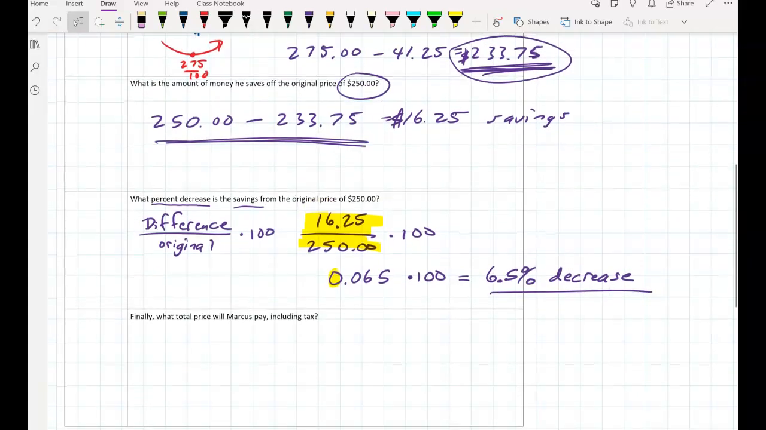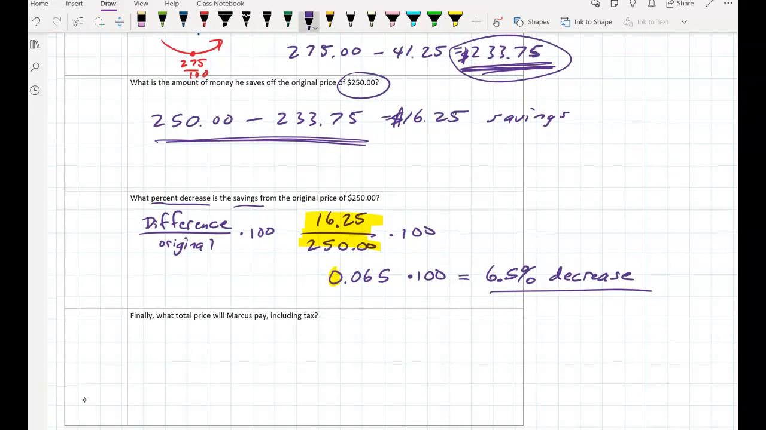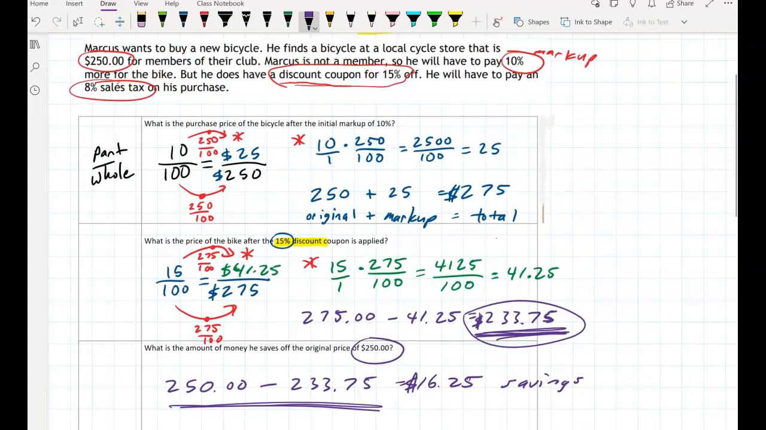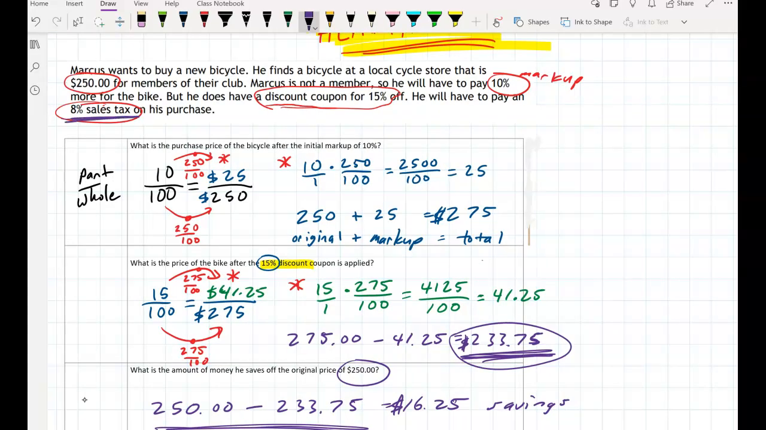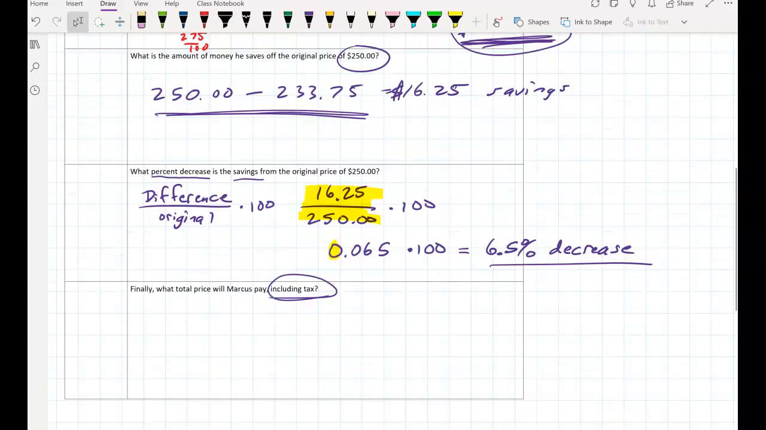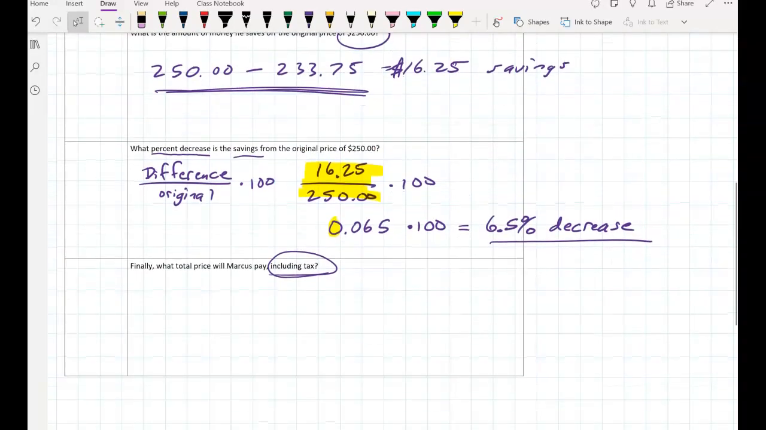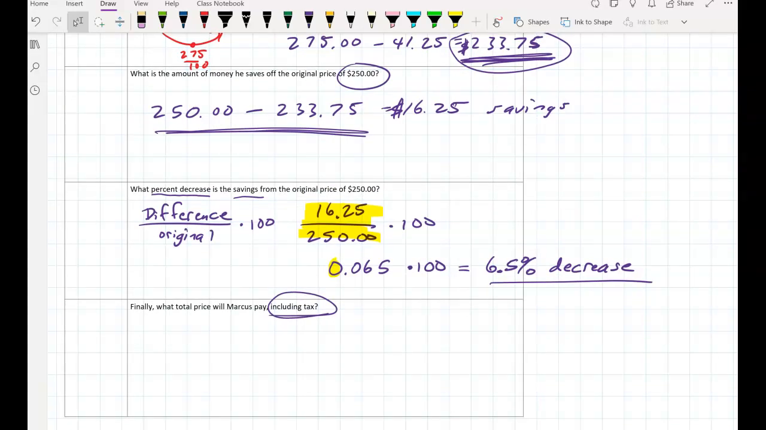So now that we know the price of the bike, we have to figure out the price including the tax. And how much was the tax? Let's go back up and look at our problem. There it is, 8% sales tax. So we have to find what is 8% of the price of the bike. So we know the percent, so it goes on the left. We're going to set up our proportion. 8% is 8 out of 100. We know the whole amount of the bike is $233.75.